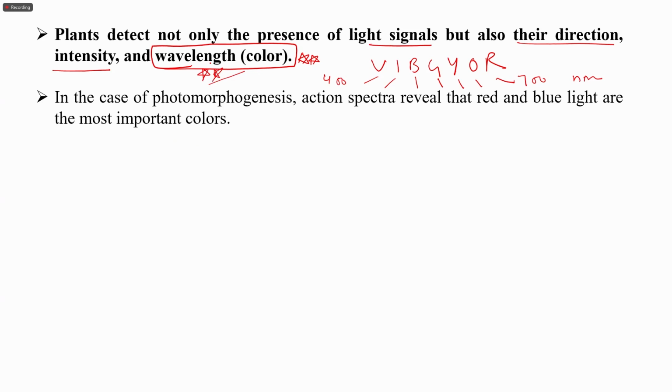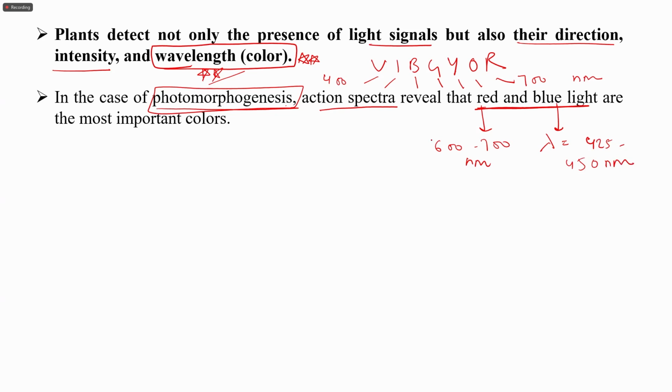In photomorphogenesis, we discussed the changes due to the presence of light. Action spectra reveal that red and blue light are very important. What is the wavelength of red light? The red range is from 600 to 700 nanometers. For blue light, the wavelength, lambda, is 425 to 450 nanometers.